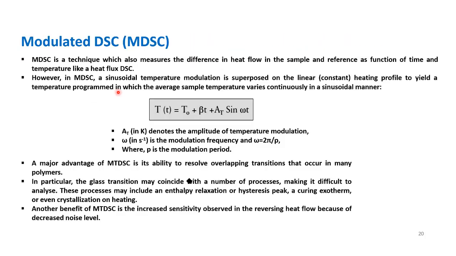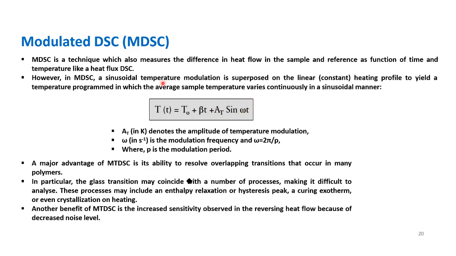Then the third one is the modulated DSC. It is a technique which also measures the difference in the heat flow between the sample and the reference as a function of time, like what we have seen in the heat flux DSC. However, in the modulated DSC, a sinusoidal temperature modulation is superposed on the linear heating profile. So here we are not increasing the temperature in a linear profile. However, it is a sinusoidal profile.